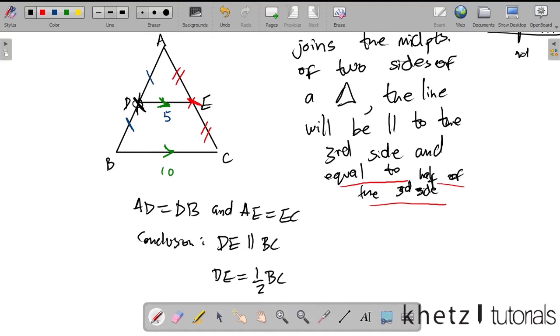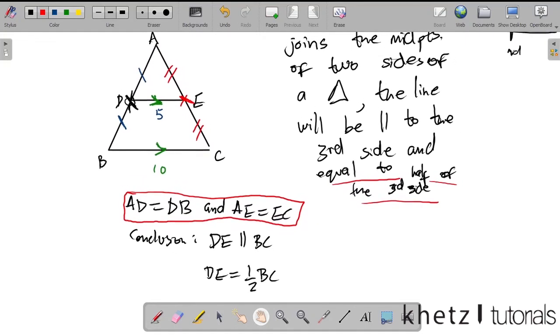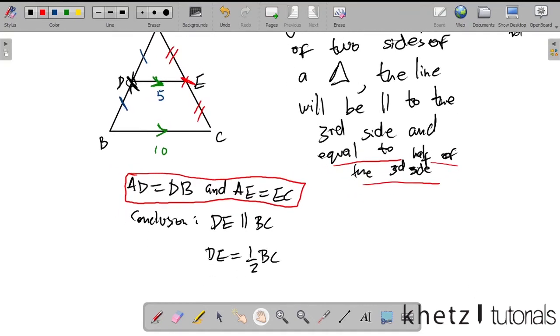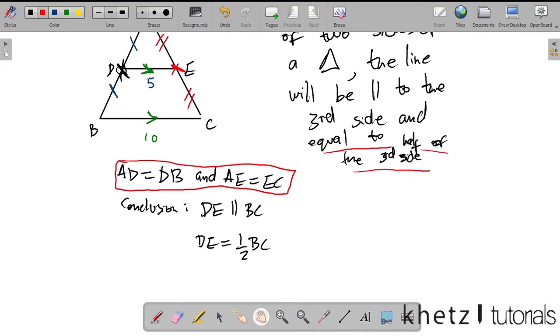So if you do some calculations on a triangle, let's say you're given values on a triangle and you find out that AD is equal to DB and AE is equal to EC, or if you're given these symbols which show that the sides are equal, the blue symbols and the red symbols, and you conclude, or you know for sure, that AD is equal to DB and AE is equal to EC, then you conclude that DE is parallel to BC and DE is half of BC.